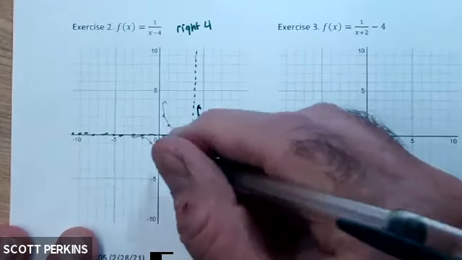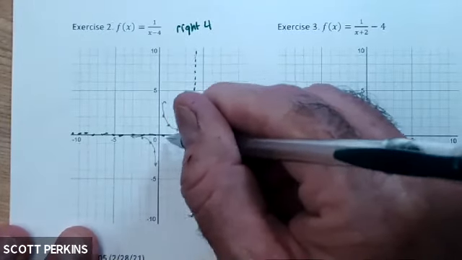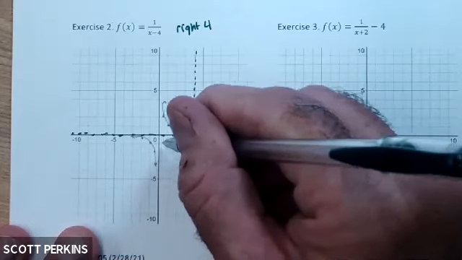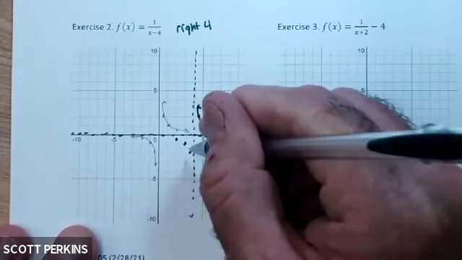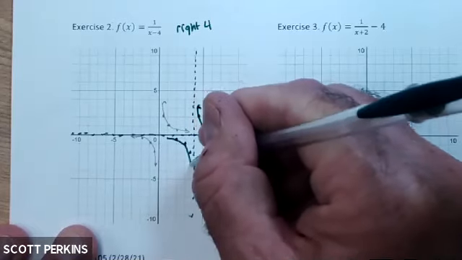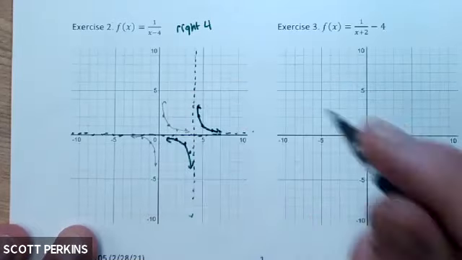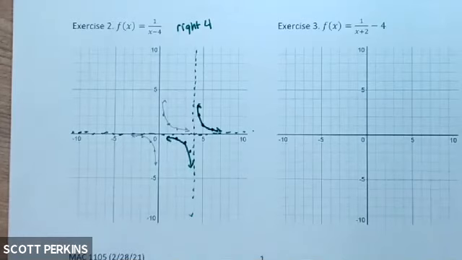The left part of the graph, 1, 2, 3, 4. And then finally, 1, 2, 3, 4. And here is the other part. Just being careful. The biggest thing I look for, in all honesty, is that you are letting the asymptotes define the behavior of the graph. Don't go through the asymptotes. Use it to form the shape of your graph with those basic points.